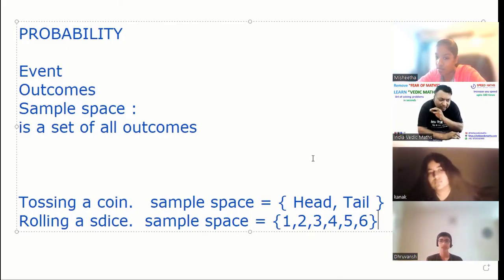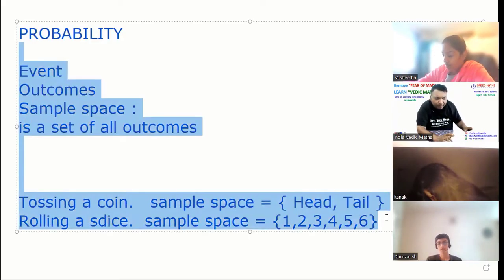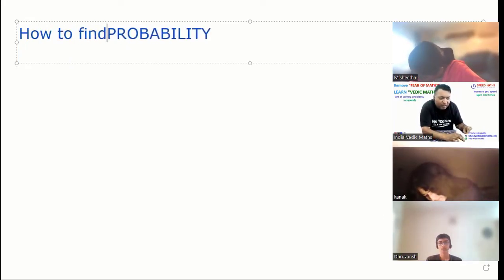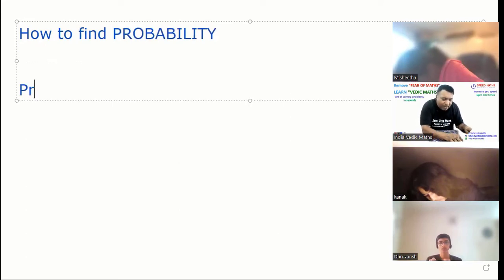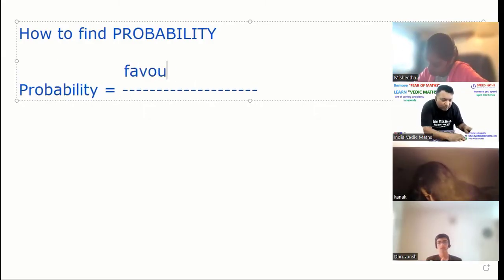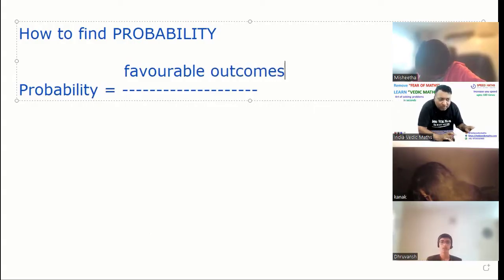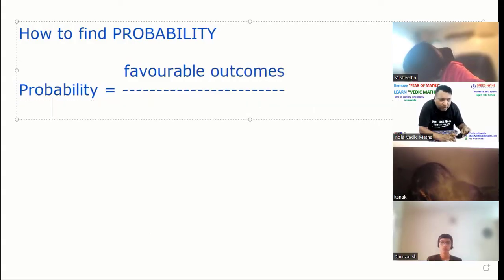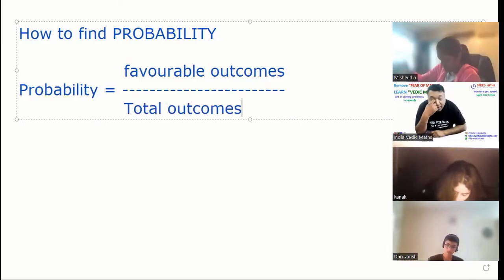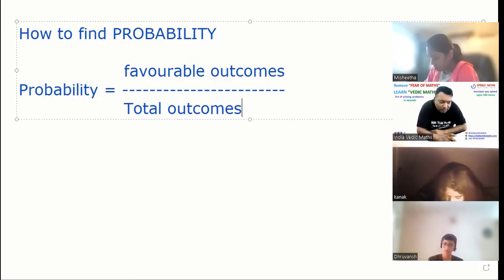Now, lastly, the most important thing is calculating probability. How to find the probability of an event? Probability is given by, everybody should write this, the most important: the number of favorable outcomes out of total outcomes. That is known as probability. Probability is the number of favorable outcomes divided by the number of total outcomes.